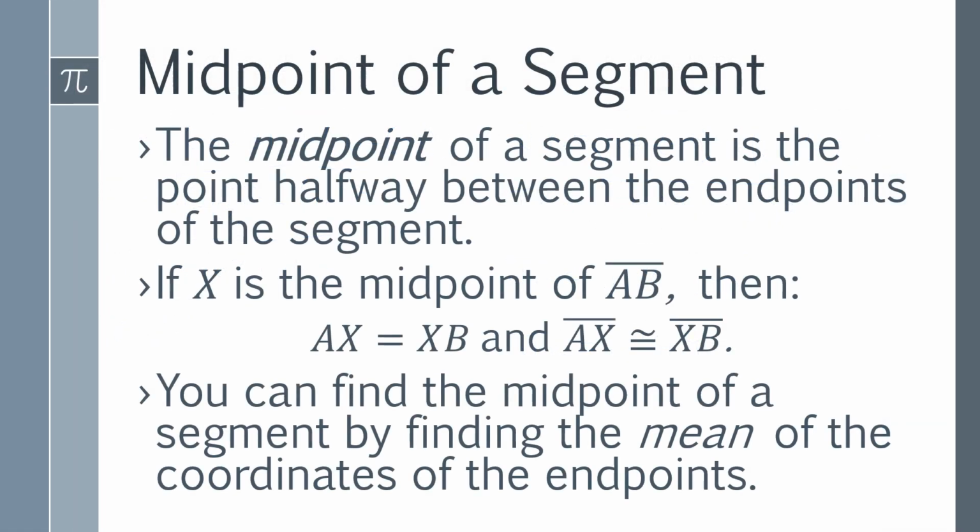Okay, next we're going to talk about midpoints. The midpoint of a segment is the point that's halfway between the endpoints of the segment. So if X is the midpoint of segment AB, then AX equals XB and segment AX is congruent to segment XB. You can find the midpoint of a segment by finding the mean of the coordinates of the points. And the mean is nothing more than the average. Just take the two coordinates, add them together, divide by 2, and that's how you find the mean.